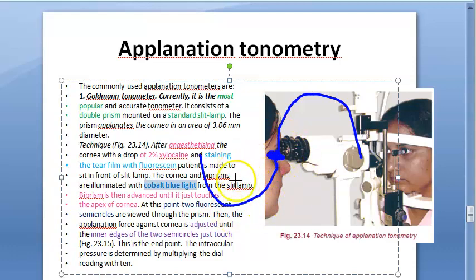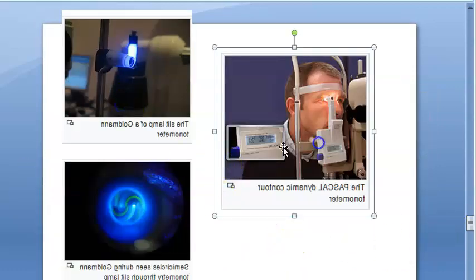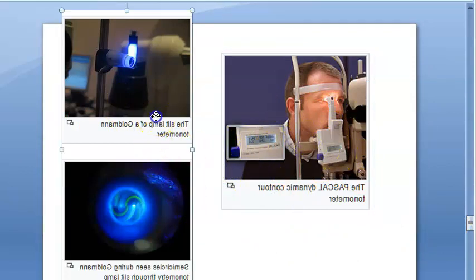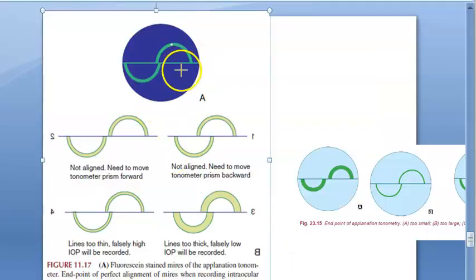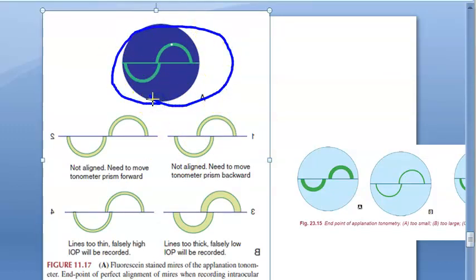The intraocular pressure is determined by multiplying the dial reading by 10. Whatever reading it is showing on the dial, you multiply by 10. That will give you the intraocular pressure. Focus, guys. Let's look at another photo here. They are showing a different kind of thing. There's a digital reading here. This is how that semicircle looks. So what is this showing you? Fluorescein stained mires of the Applanation Tonometer. What is the next one showing you?